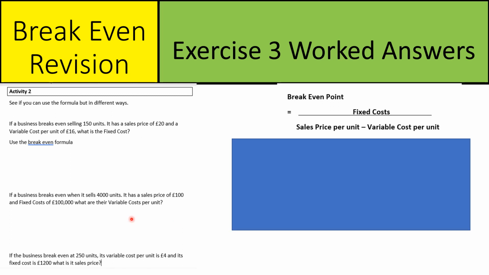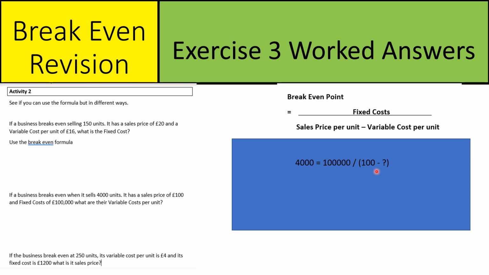Right, the second question is a bit trickier, I think, this one. The business breaks even when it sells 4,000 units. It has a sales price of 100 and fixed costs of 100,000, and we need to work out their variable costs. So start off, stick in the formula. 4,000 equals 100,000 divided by 100 minus something.